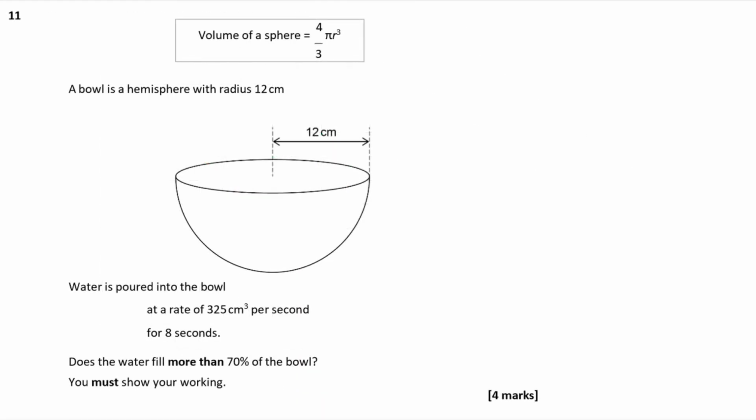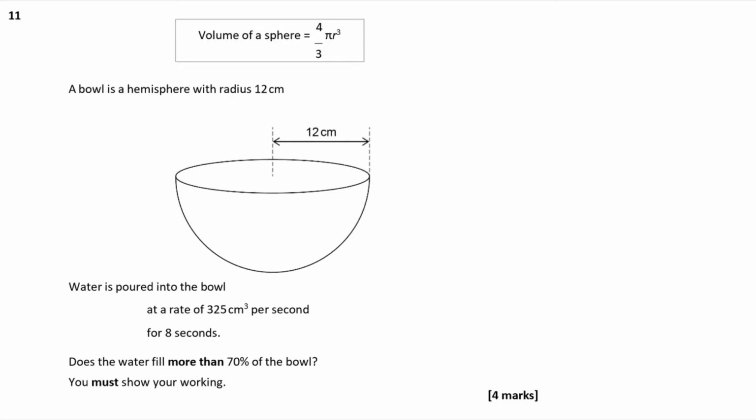Question 11. You're given the formula for the volume of a sphere. It's 4/3 pi r cubed. A bowl is a hemisphere with radius 12 centimeters. Water is poured into the bowl at a rate of 325 cubic centimeters per second for 8 seconds. Does the water fill more than 70% of the bowl? You must show your working.